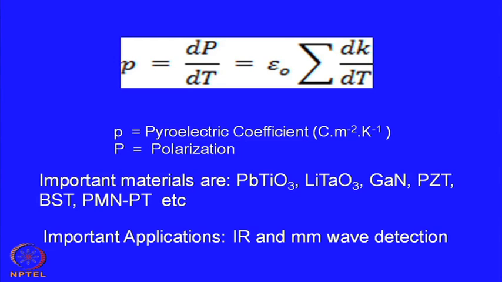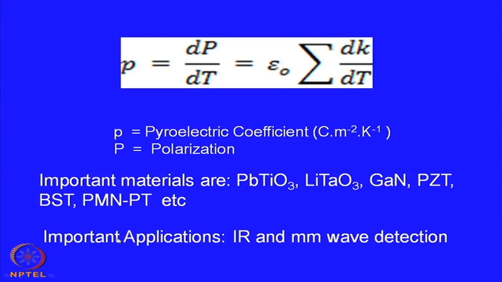Important materials are lead titanate, lithium tantalate, gallium nitride. PZT also has some pyroelectric property, although it may not be used to that extent. BST is basically barium strontium titanate, and PMN and PT. PMN and PT we have discussed in terms of ferroelectricity: this is lead magnesium niobate and a solid solution of lead magnesium niobate with lead titanate, which also has a good pyroelectric property.